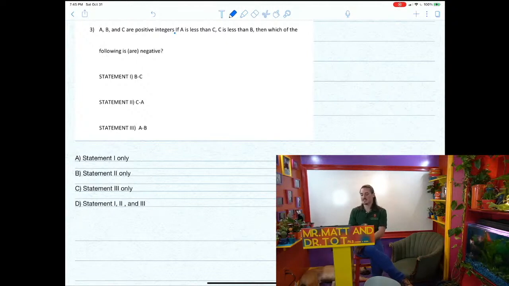Answer selection A is statement 1 only. Answer selection B is statement 2 only. C is statement 3 only. And D is statements 1, 2, and 3. So I'll give you 3 minutes and then I'll give you the solution.